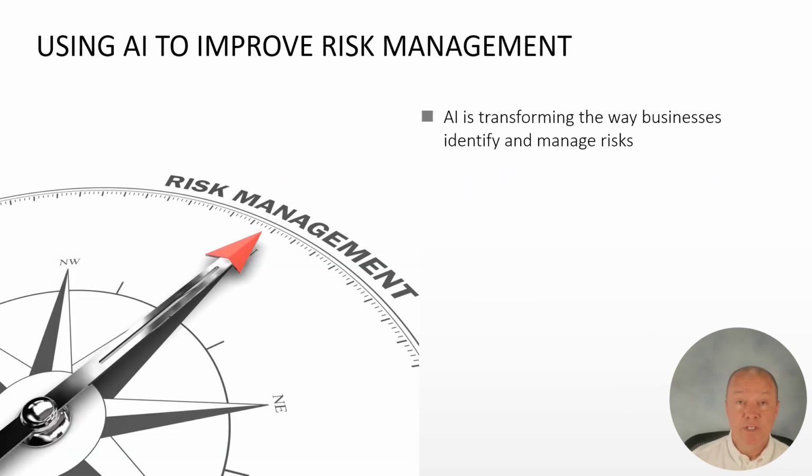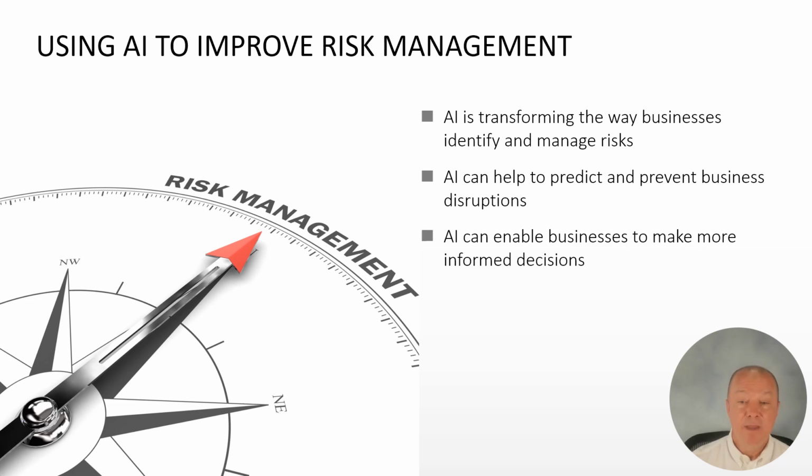And because of its incredible analytical powers and its essential cognitive processing and thought, AI can really help us to better manage uncertainty and risk. AI is transforming the way that businesses identify and manage their risks. It helps us to better predict and prevent business disruptions, as well as enabling our businesses to make more informed decisions, not only in avoiding downside risk, but in capitalizing on upside opportunities, which is also risk management.